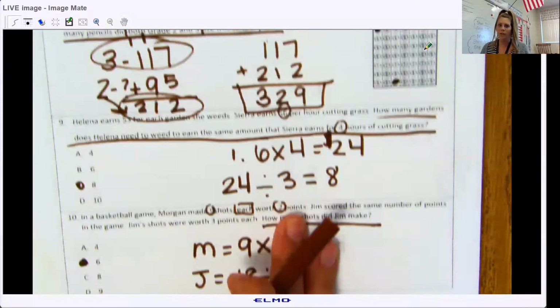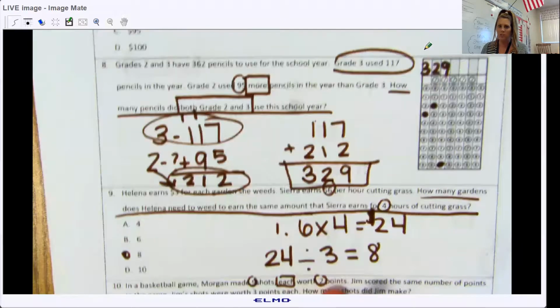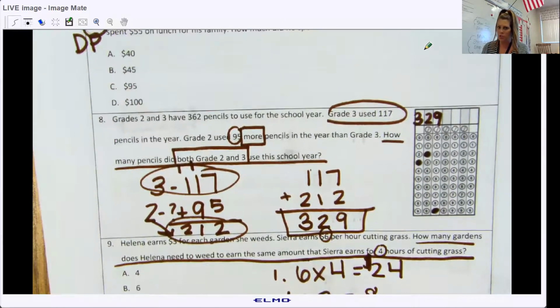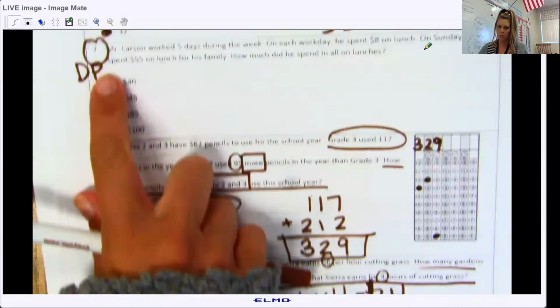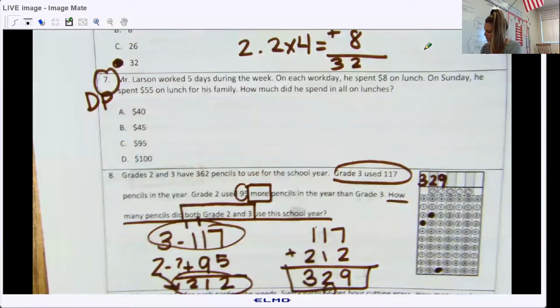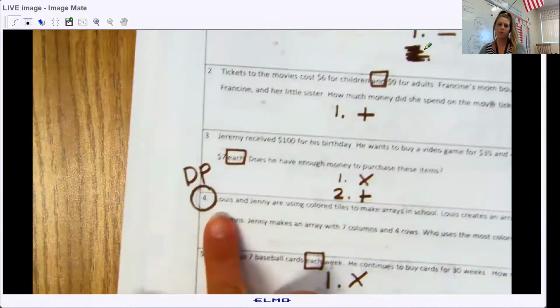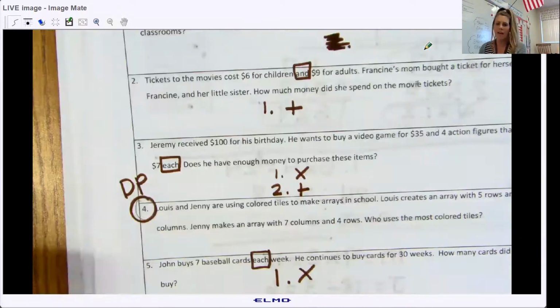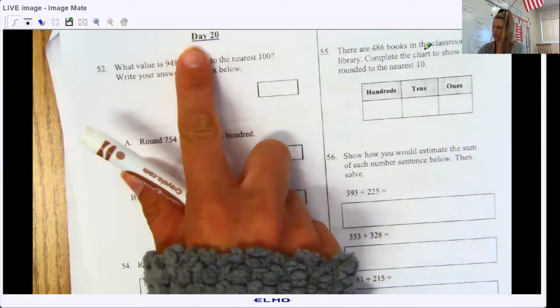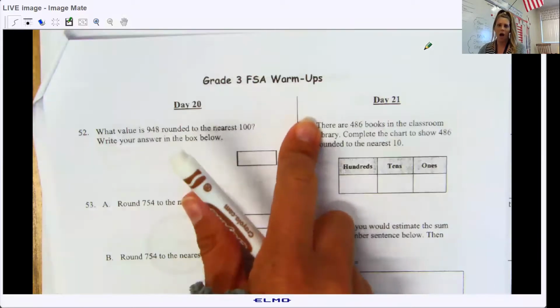Okay, so don't forget you have 2 things to do today. You need to do your discussion post for number 7. And you need to do your discussion post for number 4. Then you are working on day 20 in your FSA warm-ups.